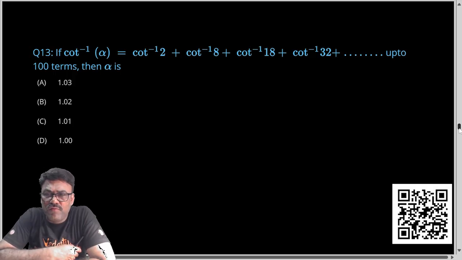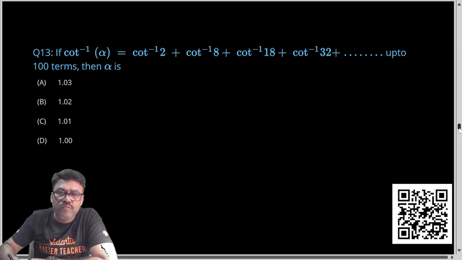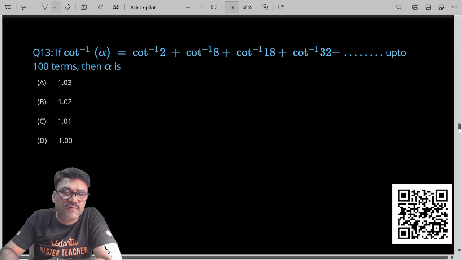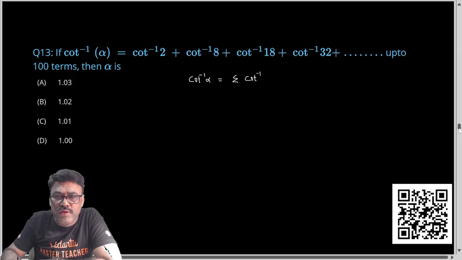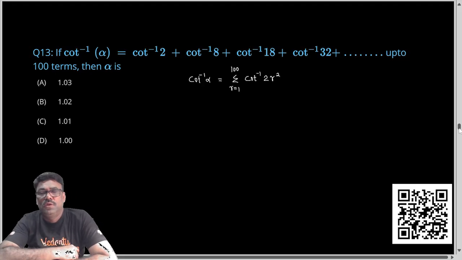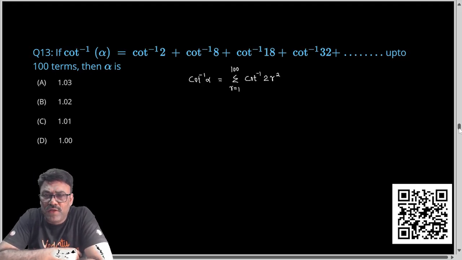So basically it is a telescopic series. Cot inverse alpha is cot inverse 2 plus cot inverse 8 plus cot inverse 18. I can write this cot inverse alpha in sigma form. It is 2, then 8, then 18, then 32. So basically it is cot inverse 2r square, r varying from 1 to 100. You have to find the sum of 100 terms.